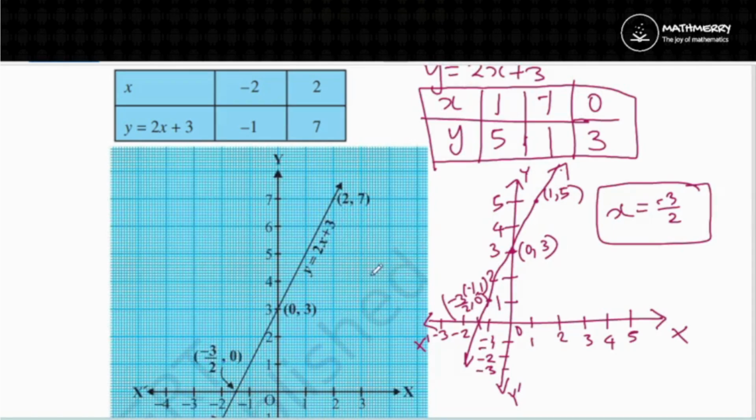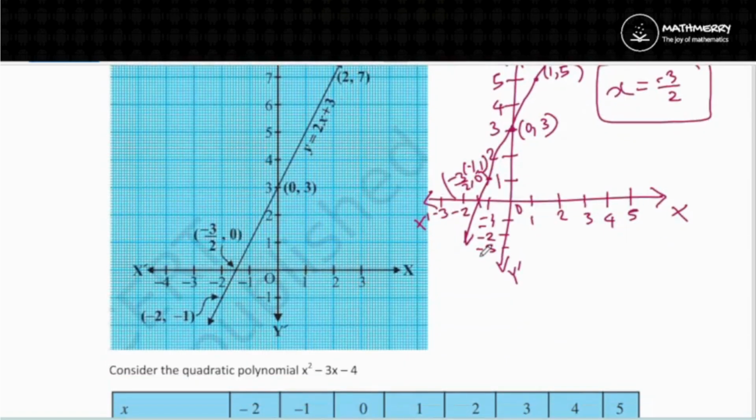So wherever the graph touches the x-axis, that is our solution. Here you can see the graph touches the x-axis exactly at -3/2, 0. So that is our solution. Wherever the graph touches the x-axis, that is our solution.